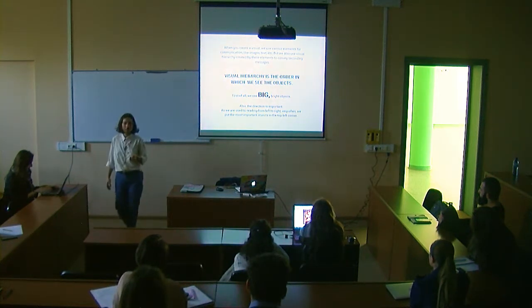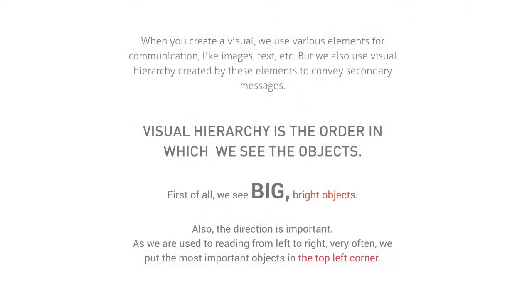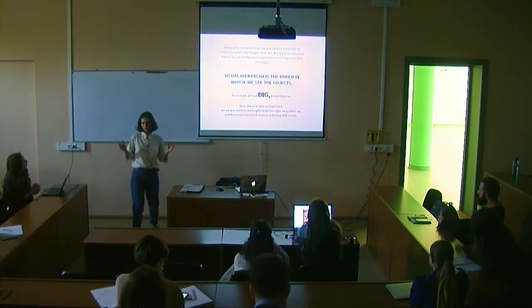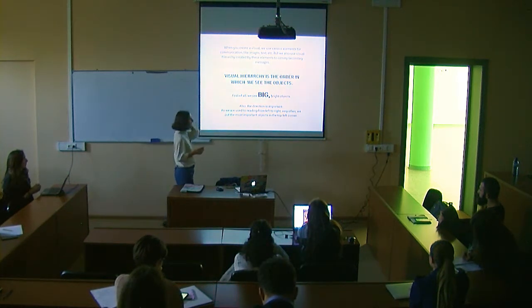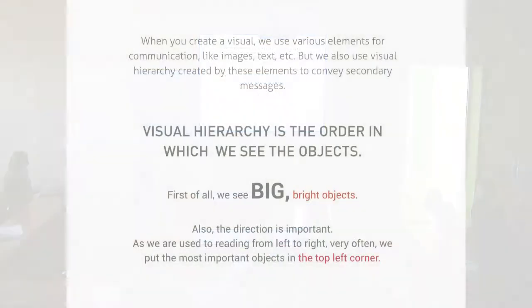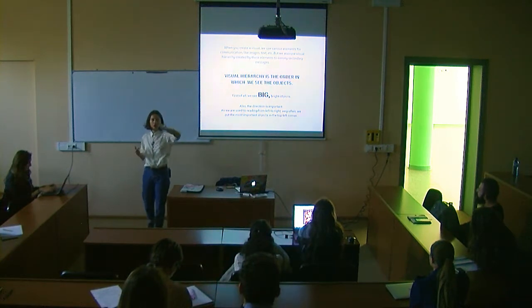When we create a visual, we use various elements of communication like images, text, and everything. First we see really big objects, and then we see bright objects. But it depends on the proportions as well, and I will show you later. It's really important that if we want to make people see something, we should make it big and bright and create some focal points. But it also depends on the direction of reading.